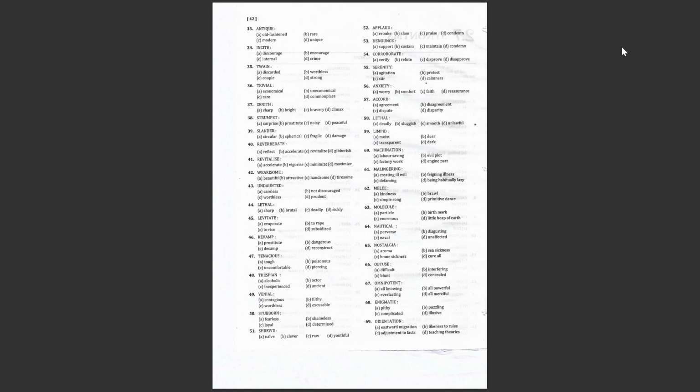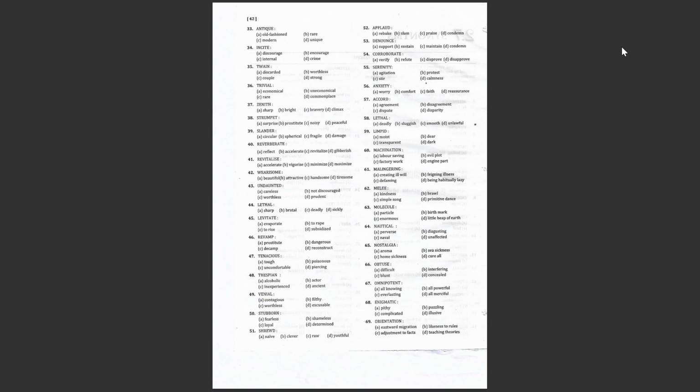Option A, verify. Serenity. Serenity means peace. It means calmness, relaxation. That is what serenity means. So the correct synonym here would be option D, calmness. Anxiety. I'm sure each one of you knows what anxiety means. People often say that I'm feeling anxious, I'm feeling tensed, I'm feeling worried, right? So anxiety, the correct synonym would be option A, worry.